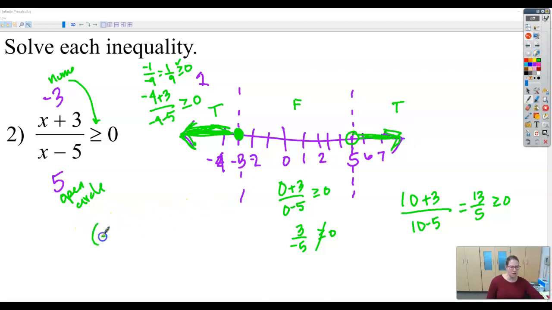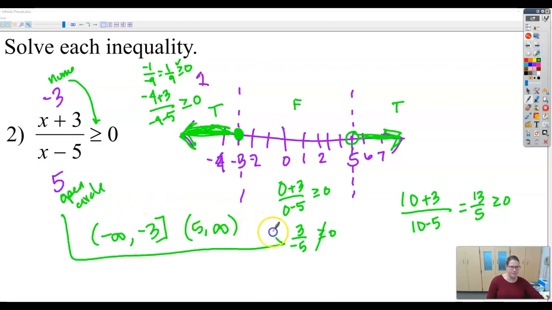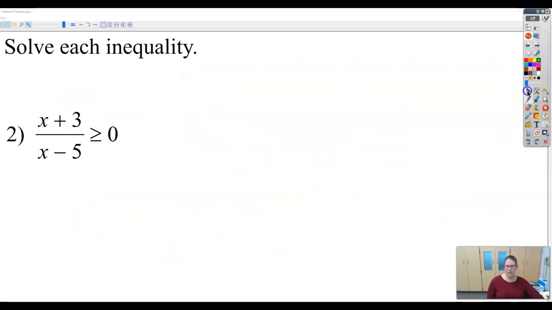So my solution interval goes from negative infinity to negative 3, the square bracket, and then picks up again at 5 and goes to infinity with a round parenthesis, right? So there's my solution. All right, let's try one where we have a few more critical values.